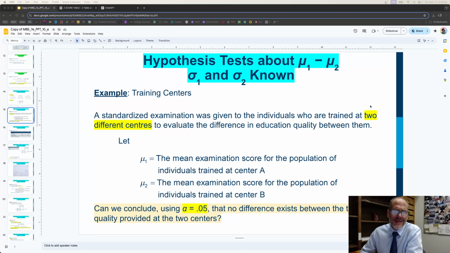Next in Module 10, it's hypothesis tests about two population means, where the population standard deviation is known. These are pretty specific scenarios, different situations where you could apply statistics to get some insight. It's like you're learning different tools for different situations.